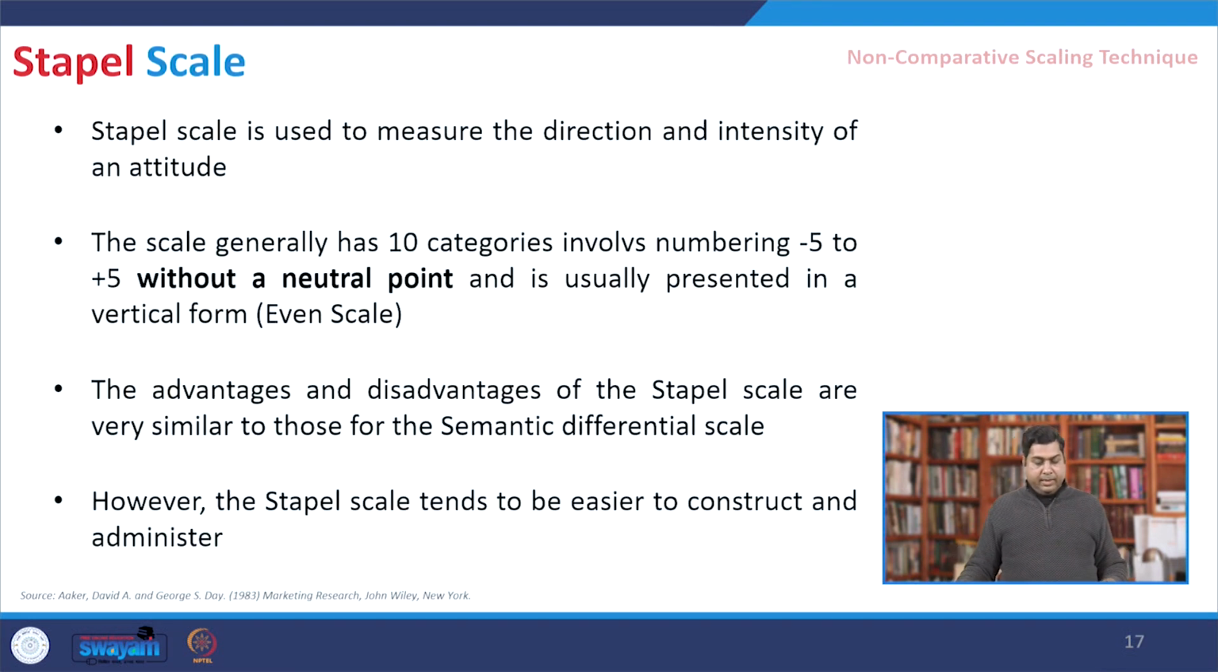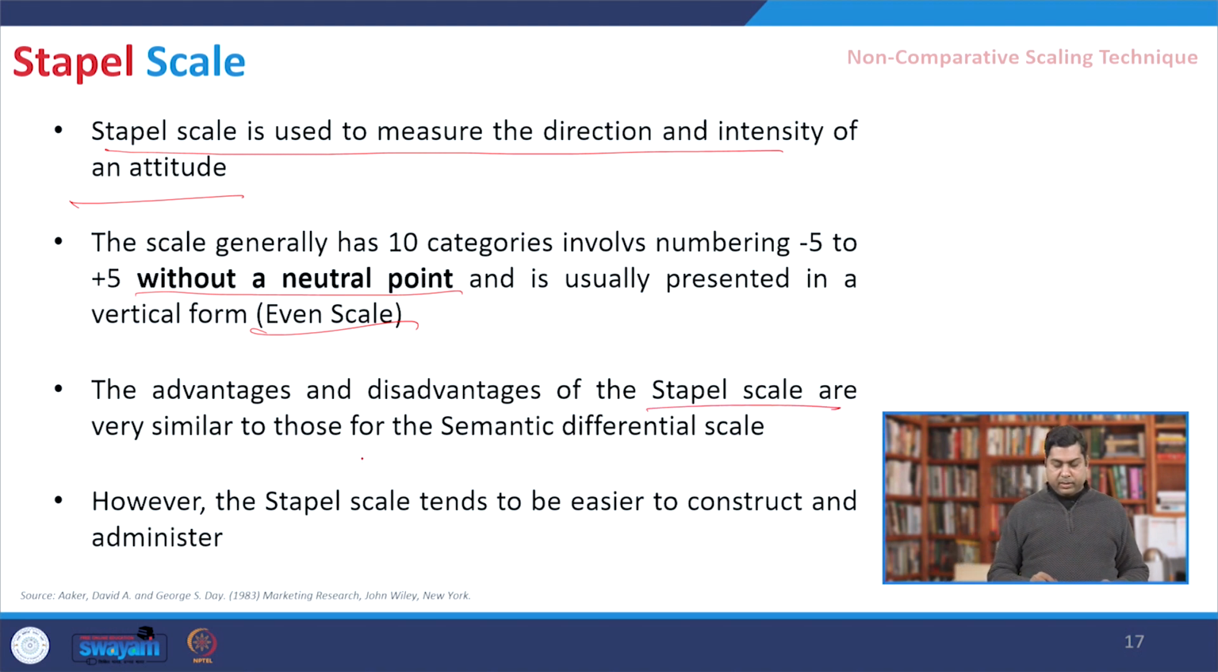Now, the staple scale is used to measure the direction and intensity of an attitude, and in this case it is definitely unipolar, where you do not have any kind of neutral value. So, mostly it is an even scale. The advantages and disadvantages are similar to the semantic differential scale, because if I wish to have a value in between, suppose neither +3 nor +2, something in between, that is not possible.